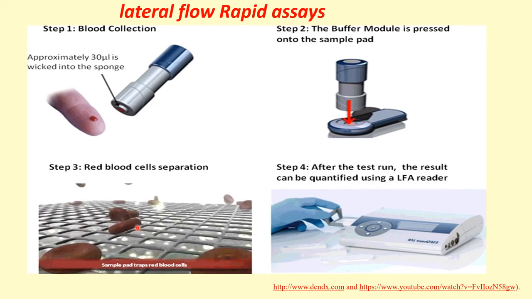Then what will happen? This is the membrane in the cassette. If the blood sample we got here contains coronavirus COVID-19 antigen, then the coronavirus COVID-19 antigen will be reacting with the immobilized antibody in the membrane in the cassette.